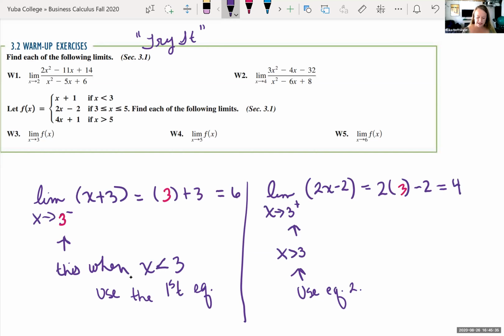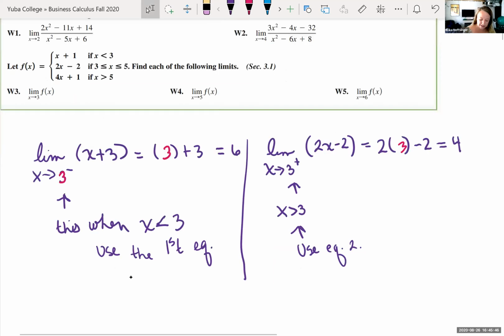So the limit is going to exist as x approaches 3 if the left-hand side and the right-hand side are the exact same number, which they're not. And so here we would say the limit as x approaches 3 of f of x does not exist.